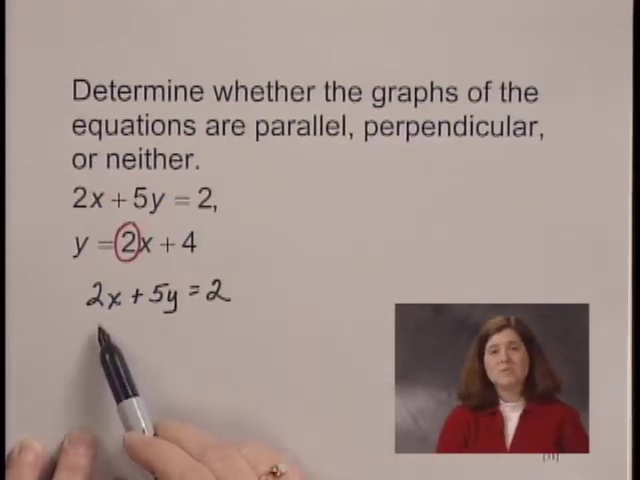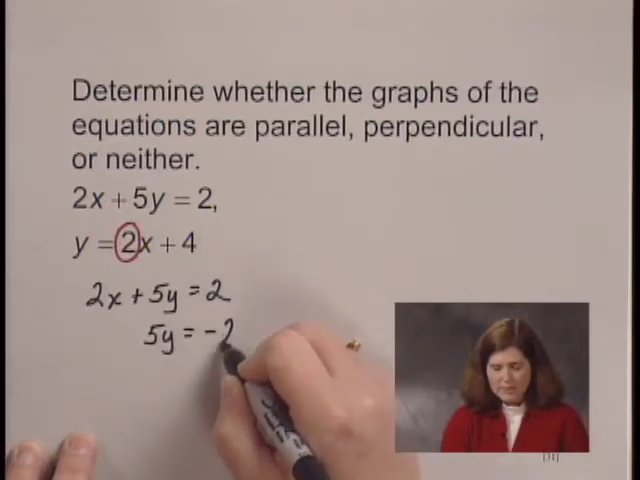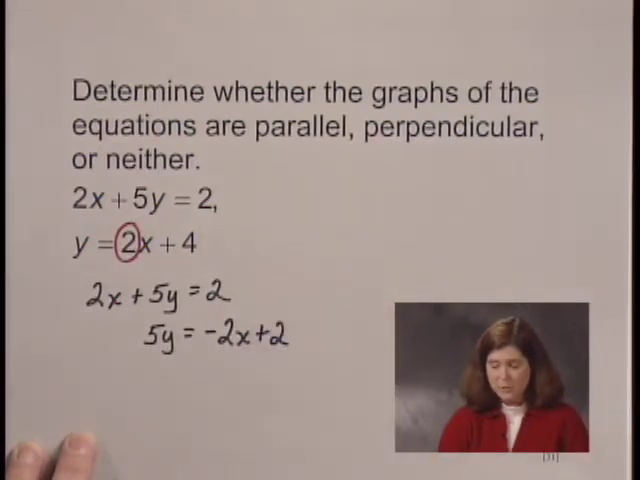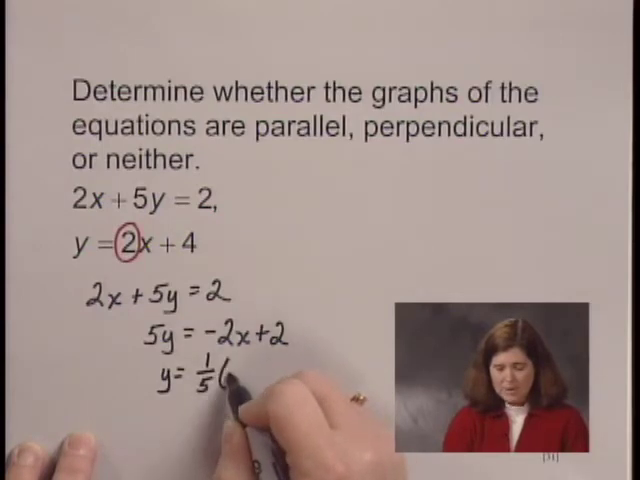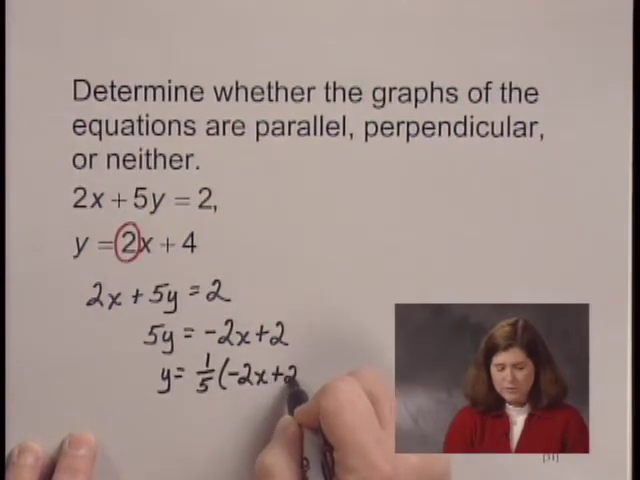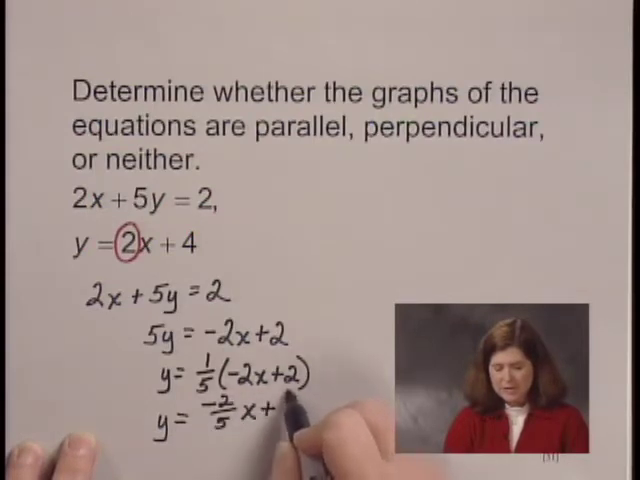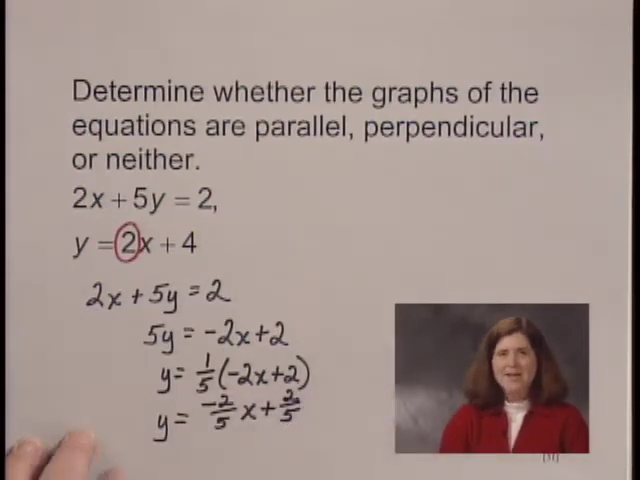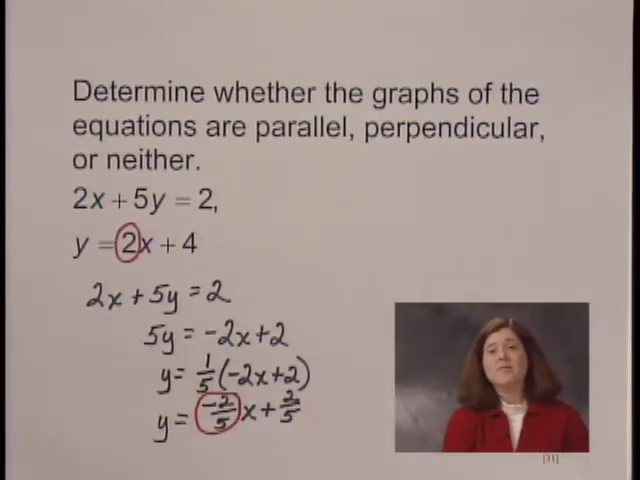First, we subtract 2x from both sides, and we have 5y equals the opposite of 2x plus 2. And then we multiply both sides by 1/5, which gives us y equals 1/5 times the opposite of 2x plus 2. And multiplying through, we have y equals -2/5 x plus 2/5. This is now written in slope-intercept form, and we can read that the slope of this line is -2/5.